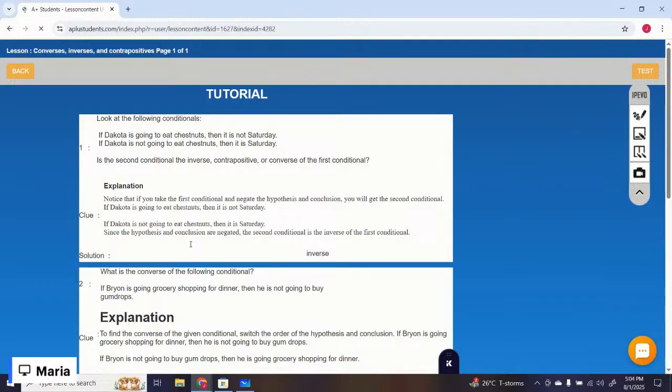Look at the following conditionals. If Dakota is going to eat chestnut, then it's not Saturday. If Dakota is not going to eat chestnut, then it is Sunday. Is the second conditional the inverse, contrapositive, or converse of the first conditional? So the second one is the inverse of the first one.